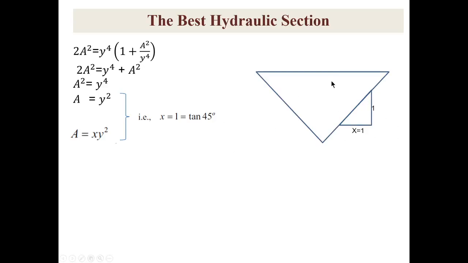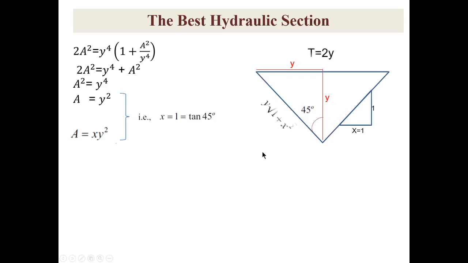So let's see our triangle cross section again with x equals 1. Therefore, if the side slope is 1 to 1, then for the depth y, half of the top width also equals y. And from here, we can see that this triangle has identical sides. Therefore, it is an isosceles triangle, and the angle theta here is 45 degrees.